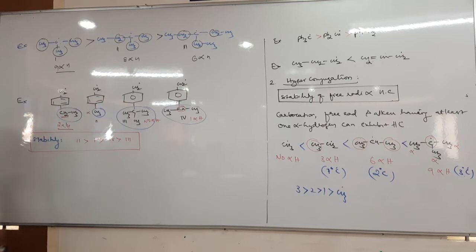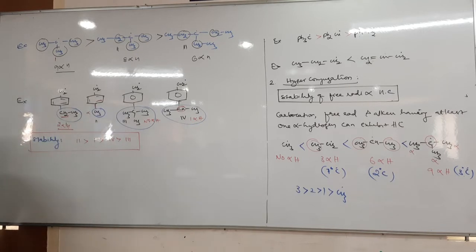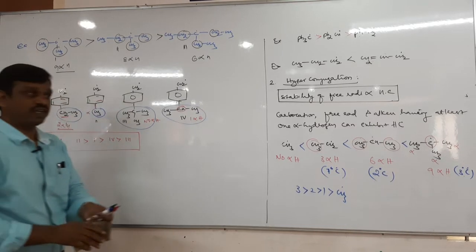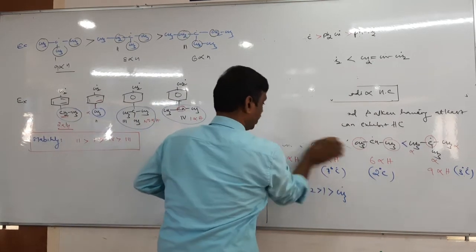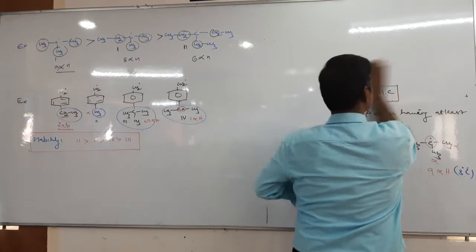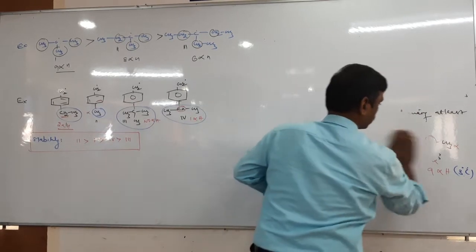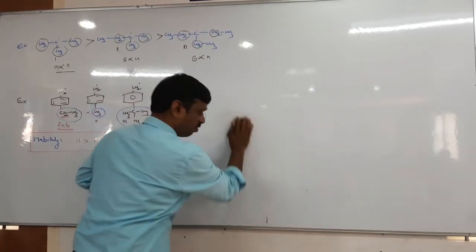You may have a doubt that a plus I effect is also possible in all cases. Due to the plus I effect, of course, it is electron releasing and stability increases. But when there is both hyperconjugation and plus I effect, which dominates? Hyperconjugation dominates. So that is the stability of free radical.